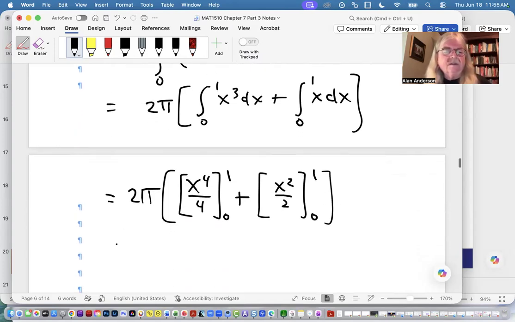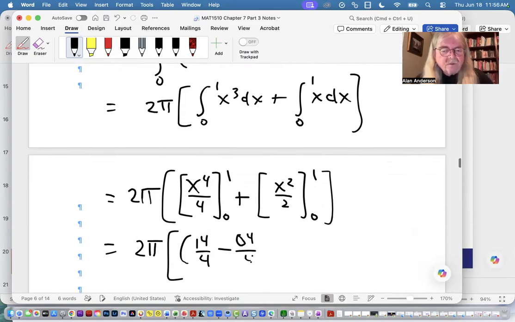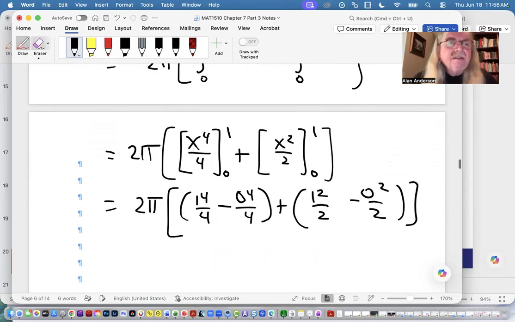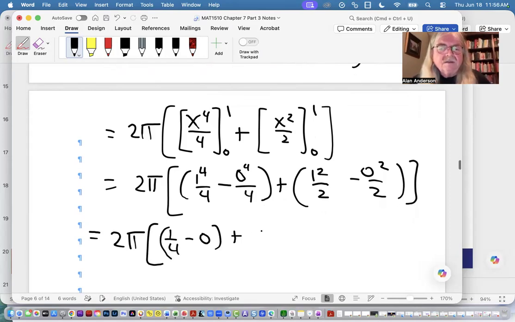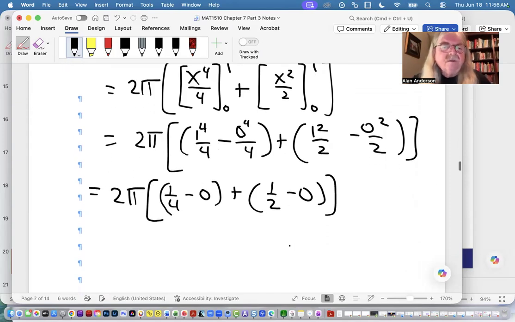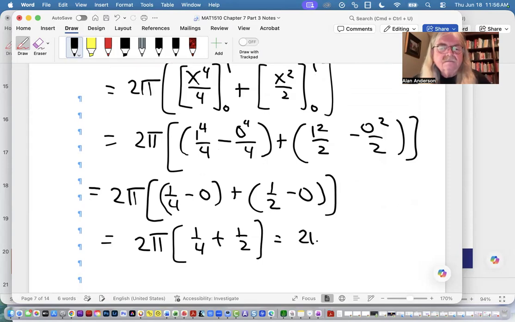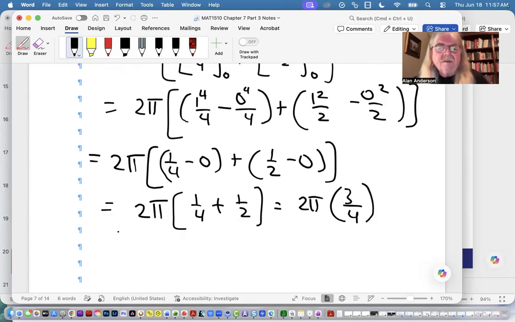And then that will leave us with 1 to the fourth over 4 minus 0 to the fourth over 4, and here 1 squared over 2 minus 0 squared over 2. Okay. I just realized I have to be very careful with these exponents. Writing on this screen, I notice I'm tending to make them too low. It's very different than the whiteboard, so I have to be careful with it. Anyway, we have 2 pi times 1 fourth minus 0 plus 1 half minus 0. If I convert these into quarters, you'll see that we end up with 3 quarters, and we end up with 3 pi over 2.